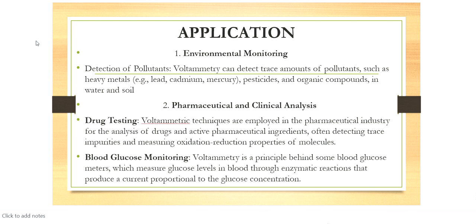It is also used in pharmaceutical and clinical analysis, like drug testing. Voltammetry techniques are employed in the pharmaceutical industry for analysis of drugs and active pharmaceutical ingredients, often detecting trace impurities and measuring oxidation-reduction properties of molecules. It is also used for blood glucose monitoring. Voltammetry is the principle behind some blood glucose meters, which measure the glucose level in blood through an enzymatic reaction that produces a current proportional to glucose concentration.